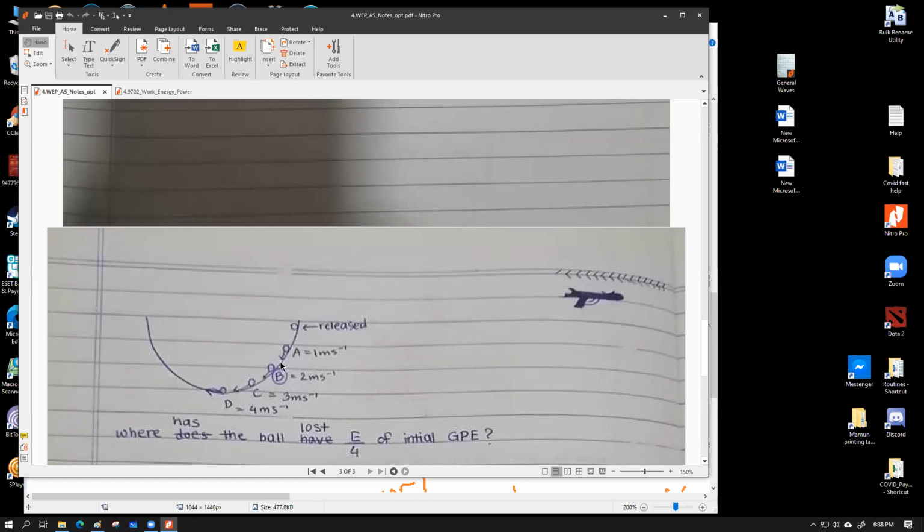Give it a try. Where has the ball lost E by 4 of initial GP? So initial GP is considered as E. Over here, the GP of the object is considered to be E. In the question only this much data is given. The mass of the object is not given, the height of the whole thing is not given, nothing else is given, only this information. With this we have to answer which of ABCD is the correct answer. The correct answer is already labelled, circled, but try to figure out why this should be the correct answer and why others would not be. Try. This is an MCQ question, a pretty interesting one.